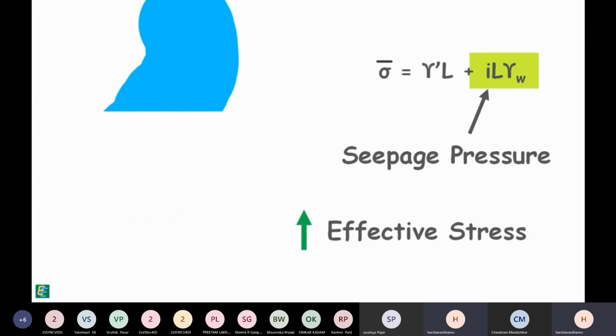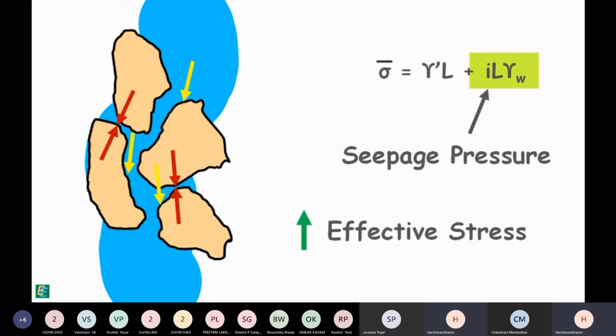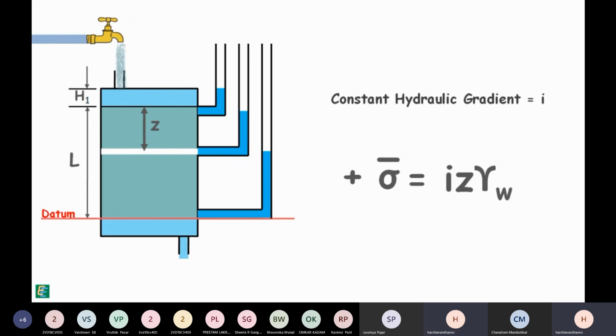When water flows down the soil mass, water tends to push soil particles downwards. Consequently, soil particles push each other, causing an increase in the interparticle forces, and that is an increase in effective stress. So, at any point below the surface at a depth z, when water is flowing with a constant hydraulic gradient i, effective stress can be written as this.